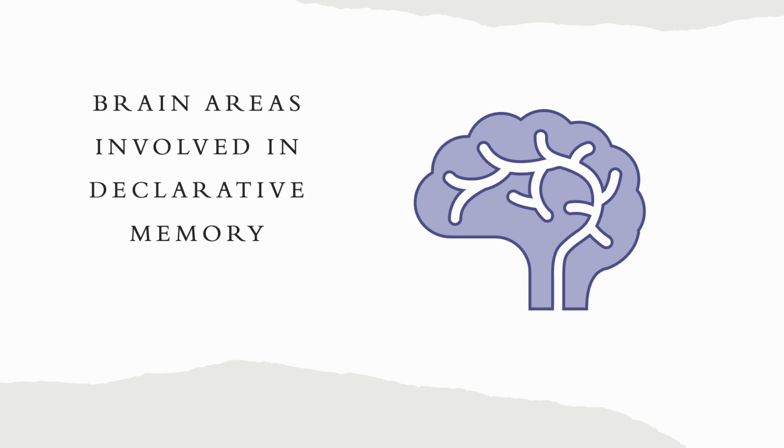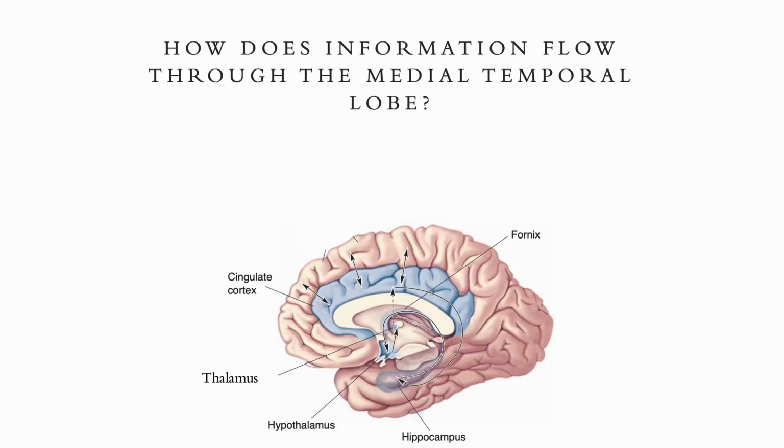What brain areas are involved in declarative memory? I'm sure you guessed it. Of course, we're looking at the limbic lobe again. So how does information flow through the medial temporal lobe? Now remember, whenever we've looked at the medial temporal lobe, I always talk about the hippocampus, which sits right here. This is a curved structure, so the more dorsal part of the hippocampus is up here. And we've talked about many of these areas of the brain, like the fornix and the cingulate cortex and the hypothalamus, that all play an important role in the loading of information and processing those memories.